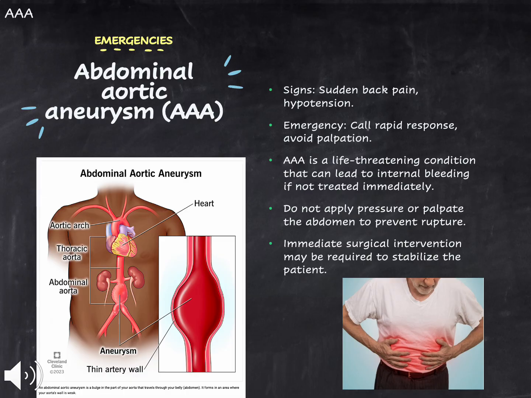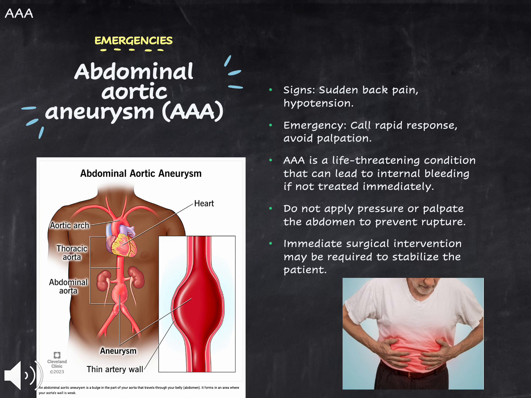Here's what to watch for. The classic warning signs of rupture include sudden, severe abdominal or back pain, often described as tearing or ripping, along with diaphoresis, pallor, anxiety, and a rapid drop in blood pressure. As internal bleeding continues, the patient can become tachycardic, clammy, and may quickly lose consciousness due to hemorrhagic shock.